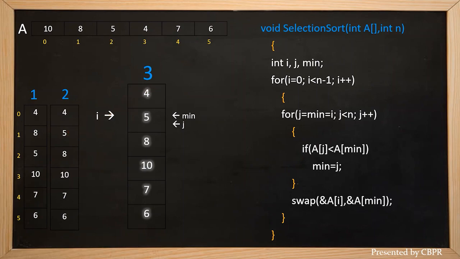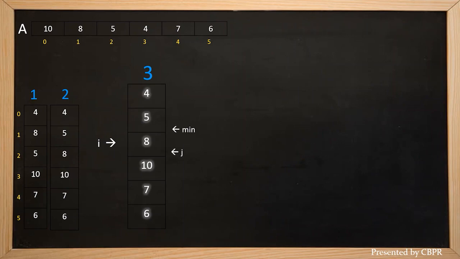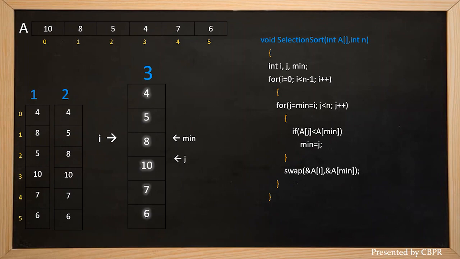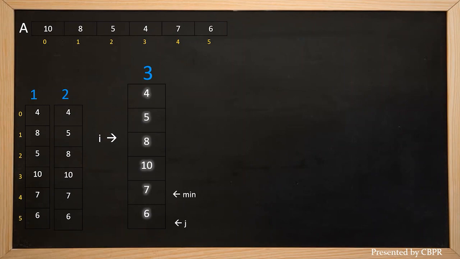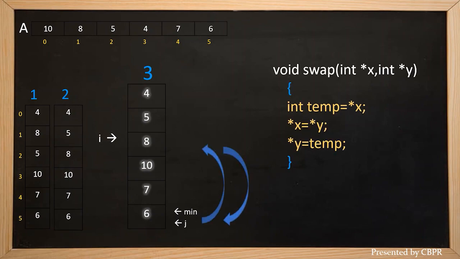Now it's time to move to the third step, where the third least element is stored in the third array element position. The searching takes place from the third position. Since 6 is the least element among all the remaining 4 elements of the array, the swapping takes place between the current position and the minimum.